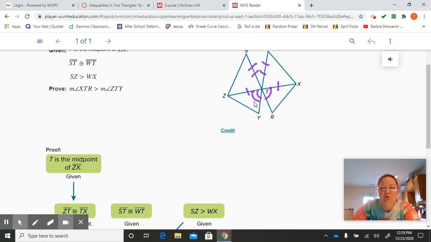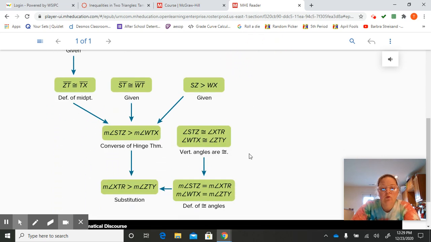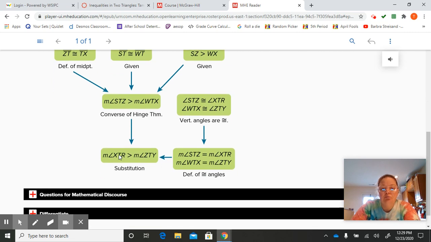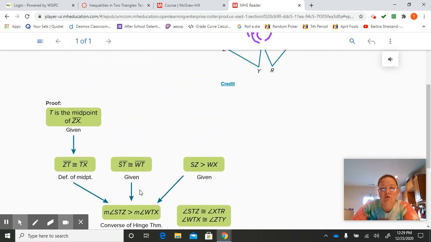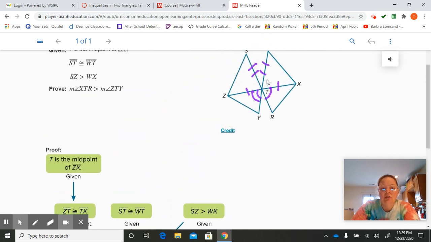These two angles are vertical angles, so they're the same. These two angles are vertical angles, so they're the same. Which means that if we substitute those two in, and we use the definition of congruent angles, we can prove that XTR is greater than ZTY.